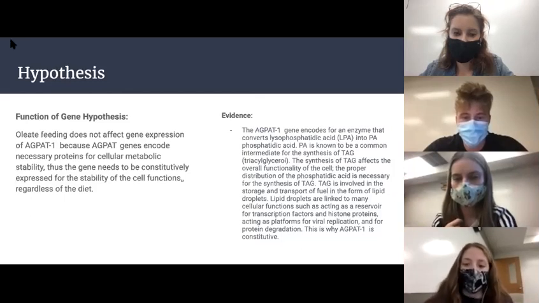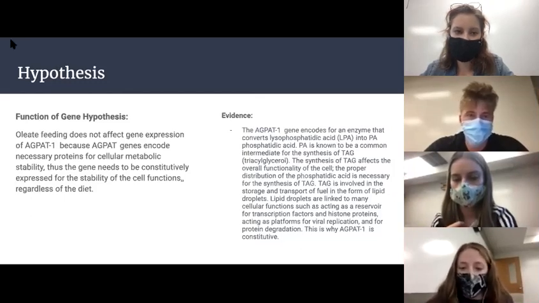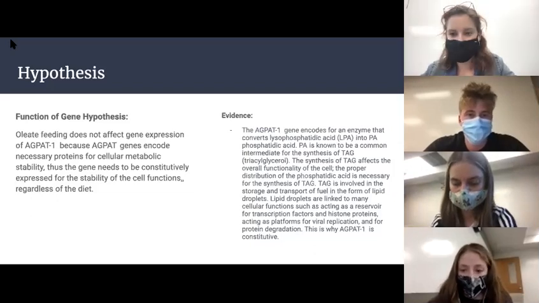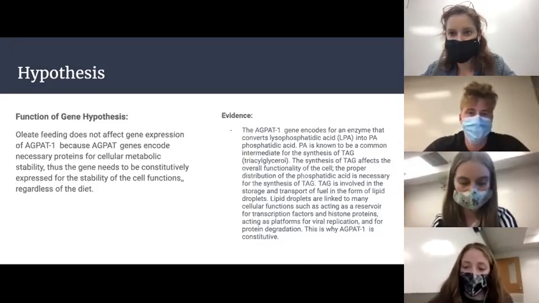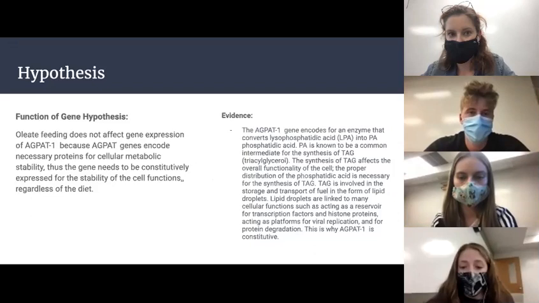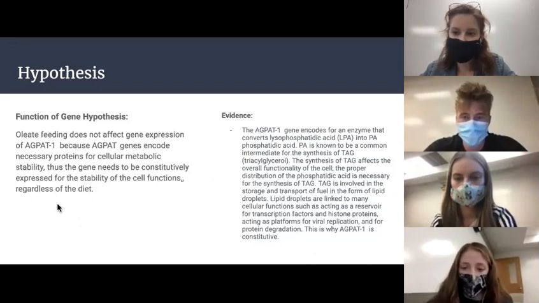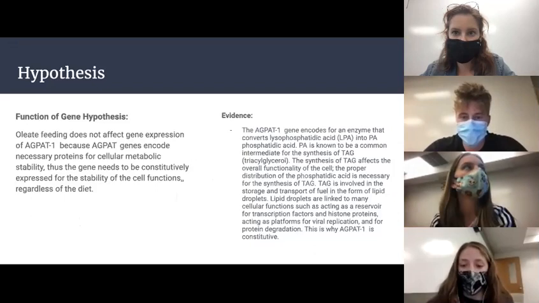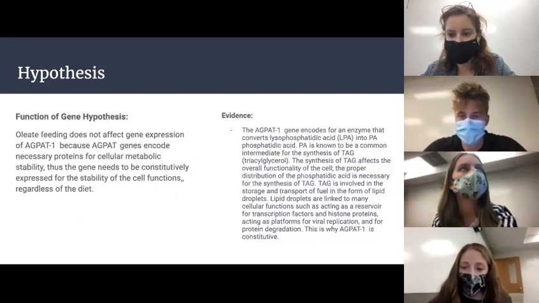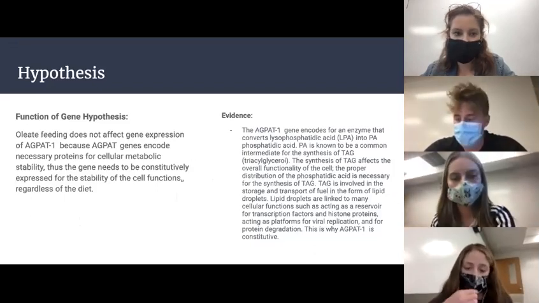Because TAG is so important and it's involved in the storage and transport of fuel in the form of lipid droplets, and those lipid droplets are super important because they are linked to really crucial cellular functions, as mentioned earlier, acting as a reservoir for transcription factors, histone proteins, acting as a platform for viral replication and protein degradation. So this is why the AGPAT1 gene would be constitutively expressed.